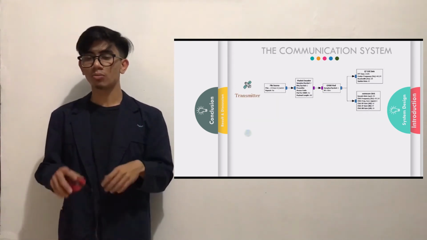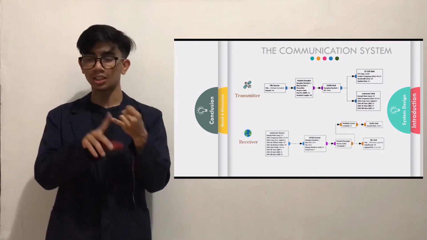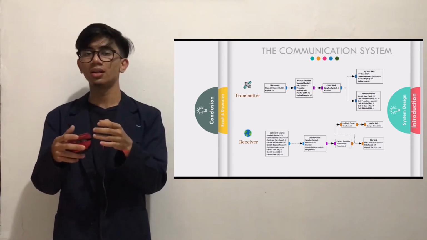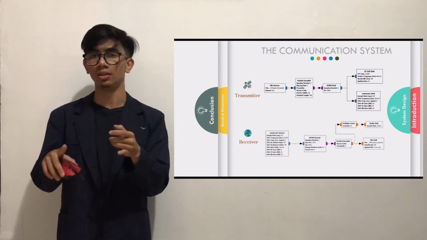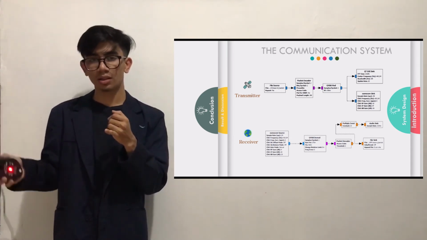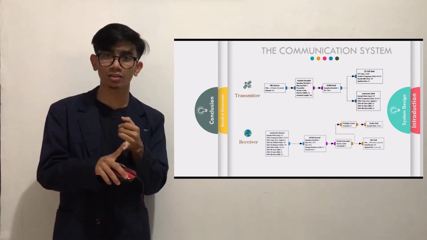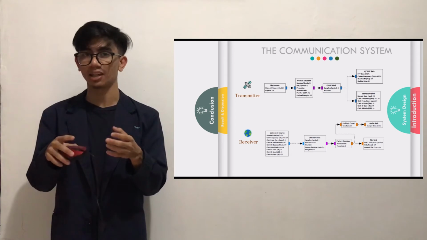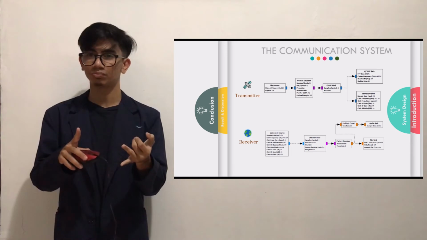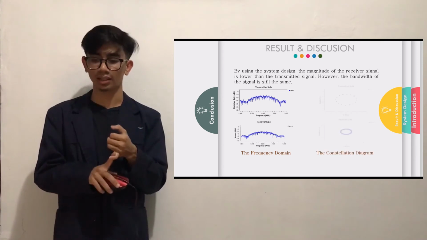Okay, for the communication system we have two types: the transmitter and the receiver. For the transmitter, for example, we have a message, "hi, I'm here." The message will be encoded into binary, and then the binary will be sent to the receiver. The receiver will receive the data and convert it again into human-readable text, in string format, like this example. Okay, let's move on to the result and discussion.